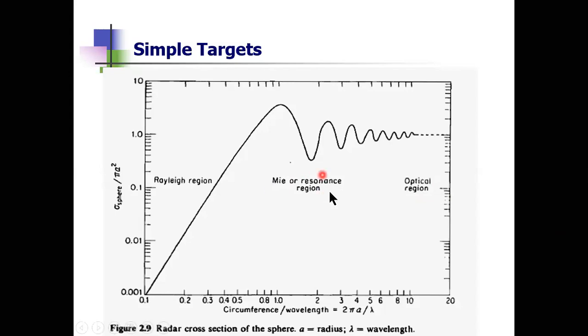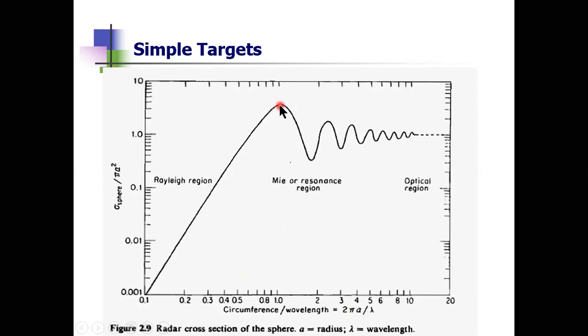Now next is the Mie or resonance region. The radar cross section of the sphere in the resonance region oscillates as a function of frequency, or 2 pi a by lambda. Looking at this whole figure, the maximum occurs at 2 pi a by lambda equal to 1.